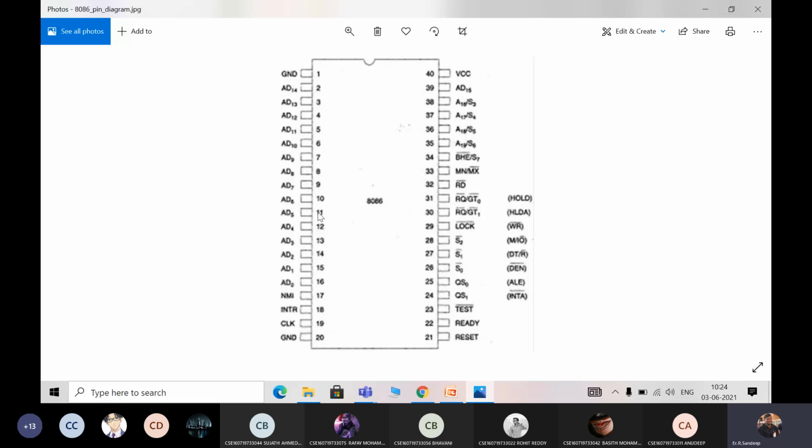Some students will write 1 to 20 here and again start 20 from here. If you are starting 20 from here, there is no need of drawing the pin diagram. It's a waste of time, and no one will consider that pin diagram. So what are the do's and don'ts we need to remember when drawing the pin diagram? You need to draw this curve symbol in any chip diagram or pin diagram, which is used for representing top to bottom and bottom to top.